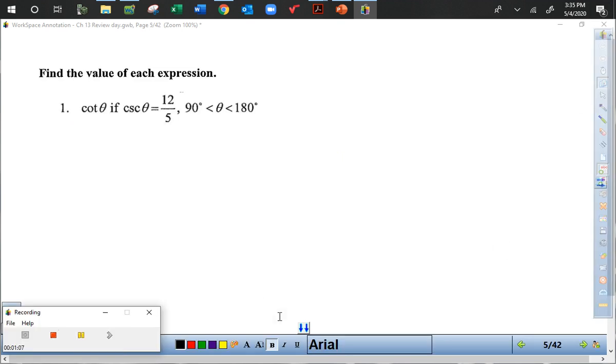All right, first problem here, we're dealing with finding the value of an expression. You're given cosecant and a specific quadrant, and you're asked to find cotangent. So this deals with those reciprocals. Okay, pause the video, get this done.